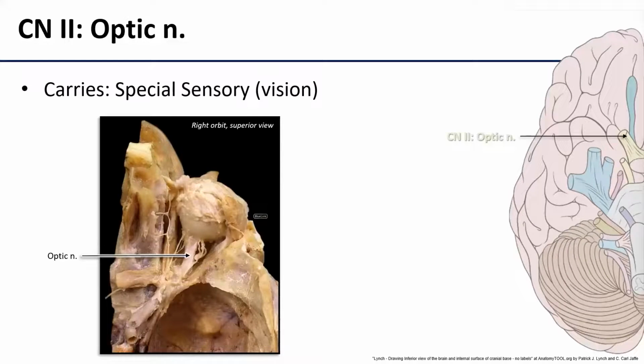Cranial nerve number 2, the optic nerve, is also a strictly special sensory nerve, and this time it's carrying back optical information from the retina of the eye.